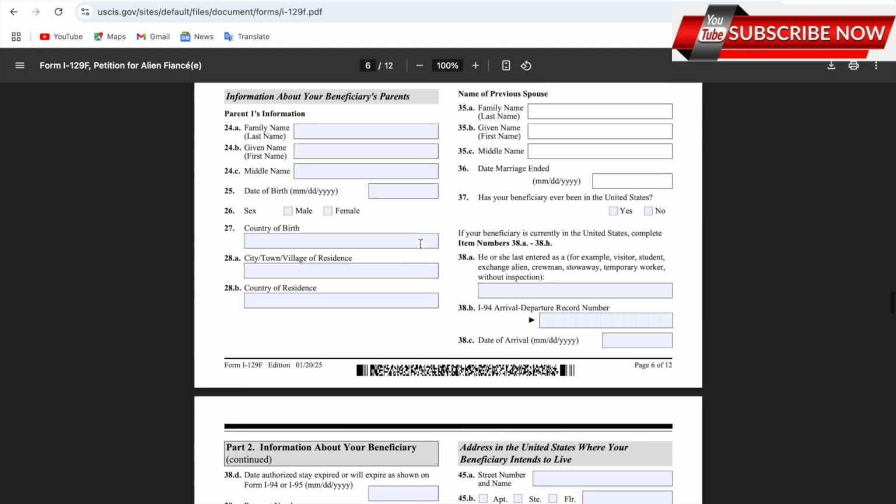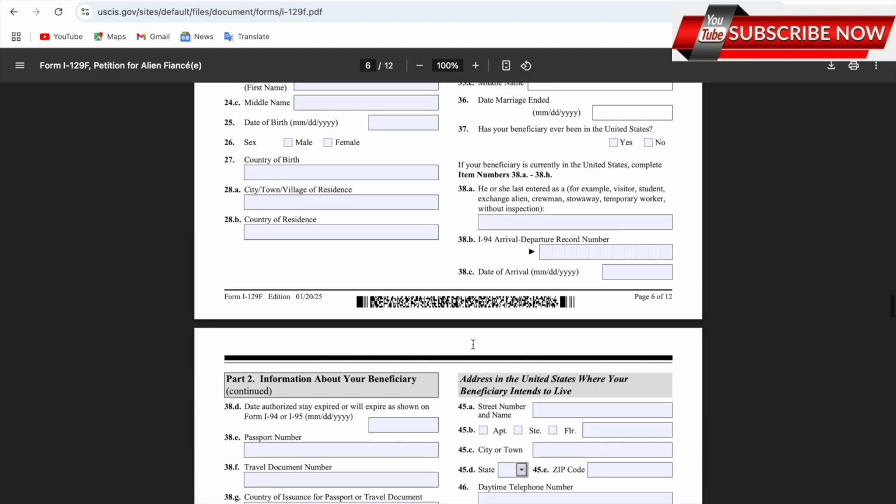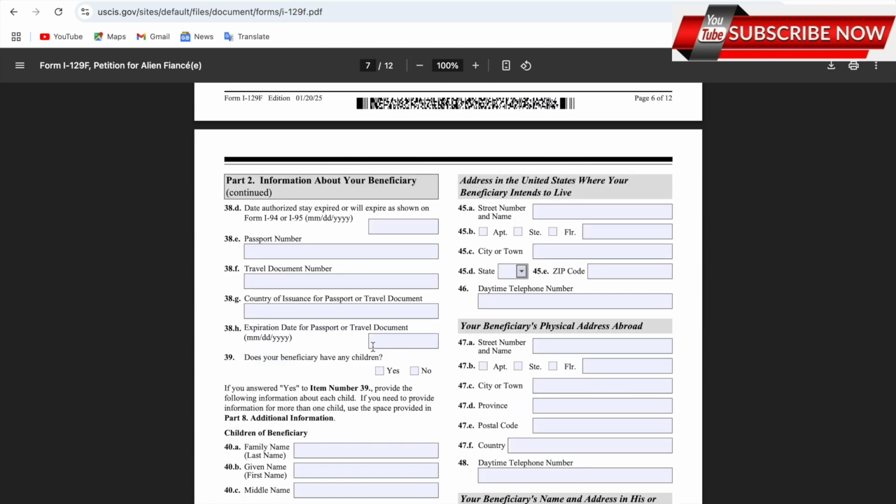But if they haven't been to the United States before, you don't have to worry about this part. That is 38A, B, C, D. As you can see over here, you don't have to worry about 38A all the way to 38H. So you don't have to worry about all this information. But even if you click on no, you can still put in their passport number, the country that issued their passport, and the date that their passport will expire. You can put it there even if they haven't been to the United States before. It still doesn't hurt.